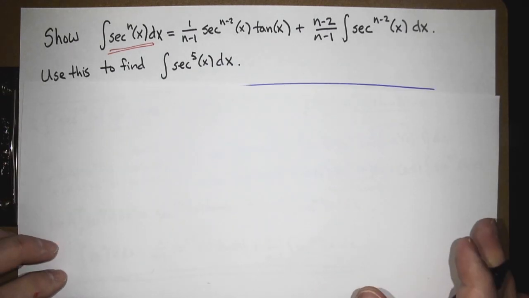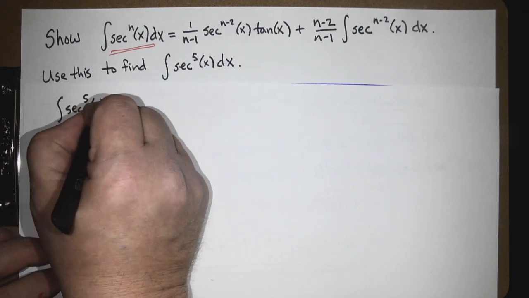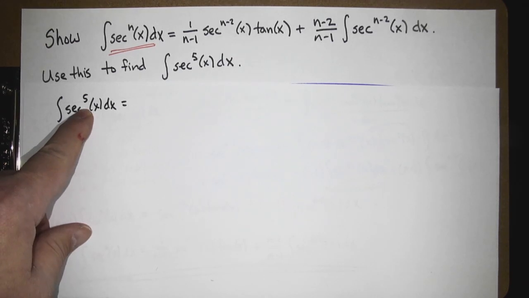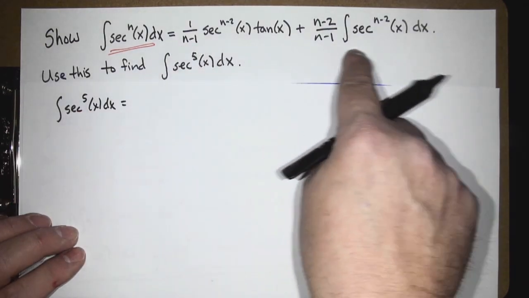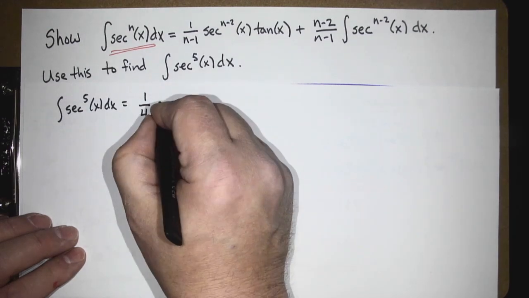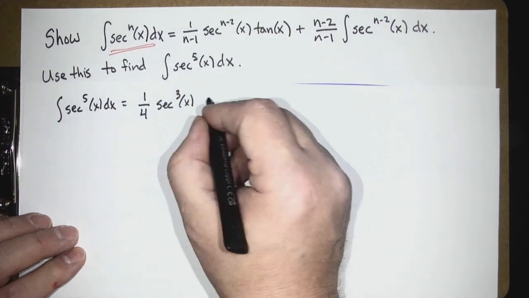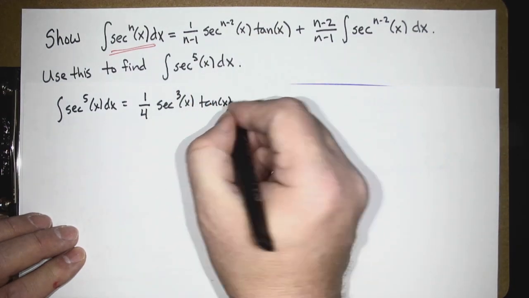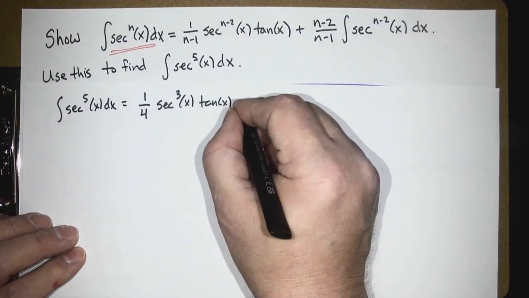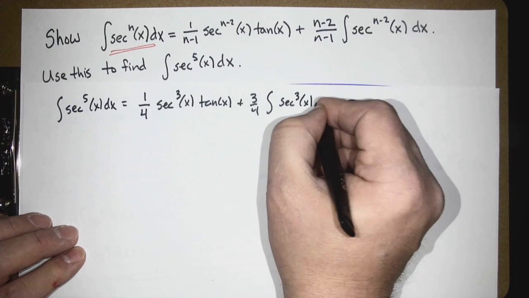So let's follow what this says. The integral of secant to the fifth of x. So n equals 5. Everywhere we see n, I'm going to put in a 5. So 1 over 5 minus 1, that's 4. Secant cubed of x, because that's 5 minus 2, tangent of x. And then we have 5 minus 2, which is 3, over 5 minus 1, which is 4. So plus 3/4 integral secant cubed of x dx.